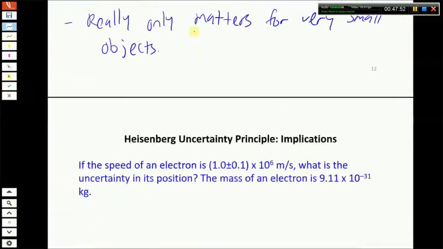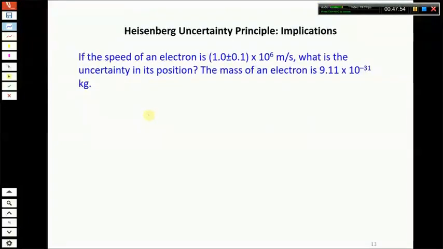So let's see how it works for an electron then. Again, we're not going to do calculations with this equation in the homework, but I want to show you one demonstration here just to give you an idea. So if we have an electron moving at 1.0 plus or minus 0.1 times 10 to the 6 meters per second, now I sort of randomly chose this velocity, but I think it is a reasonable speed for an electron to have, so it's not an unreasonable number. And we want to know, if that's the speed of the electron, what is the uncertainty in its position?